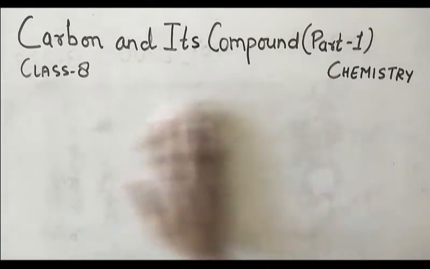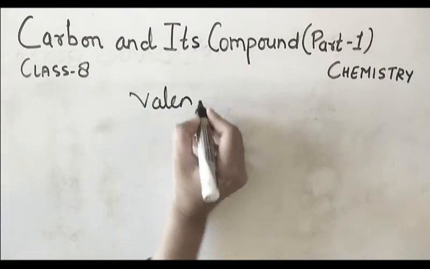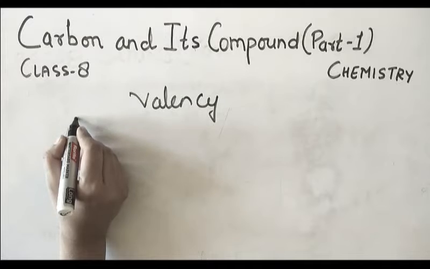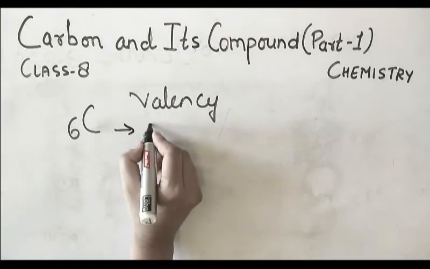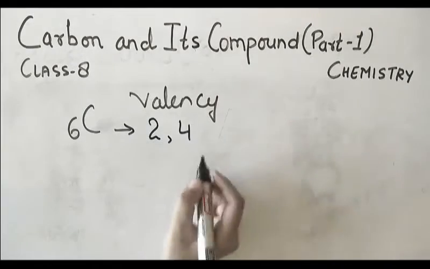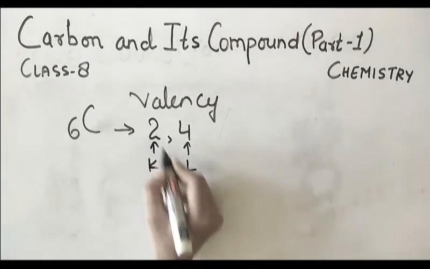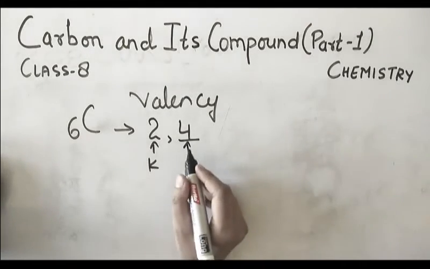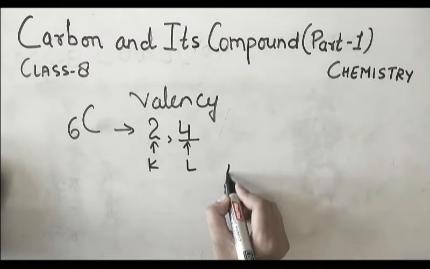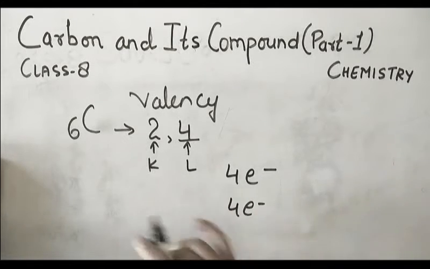Now let us see what is the valency of carbon. As you know, the atomic number of carbon is 6, so its electronic configuration will be 2 and 4. That means in the first shell, K shell, 2 electrons and in L shell 4 electrons. That means it is not stable. So it can donate the 4 electrons or it can accept the 4 electrons, but it is not possible to donate all the 4 electrons.